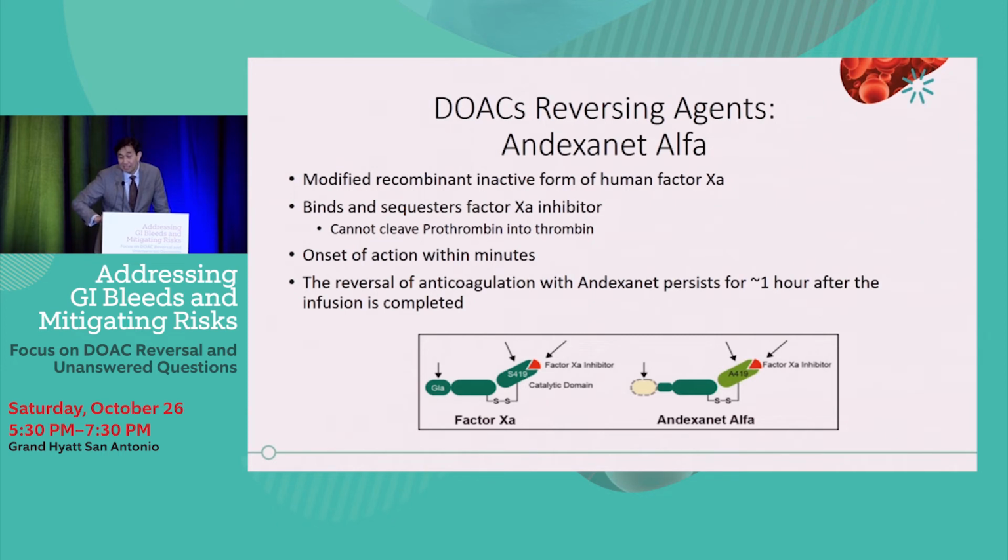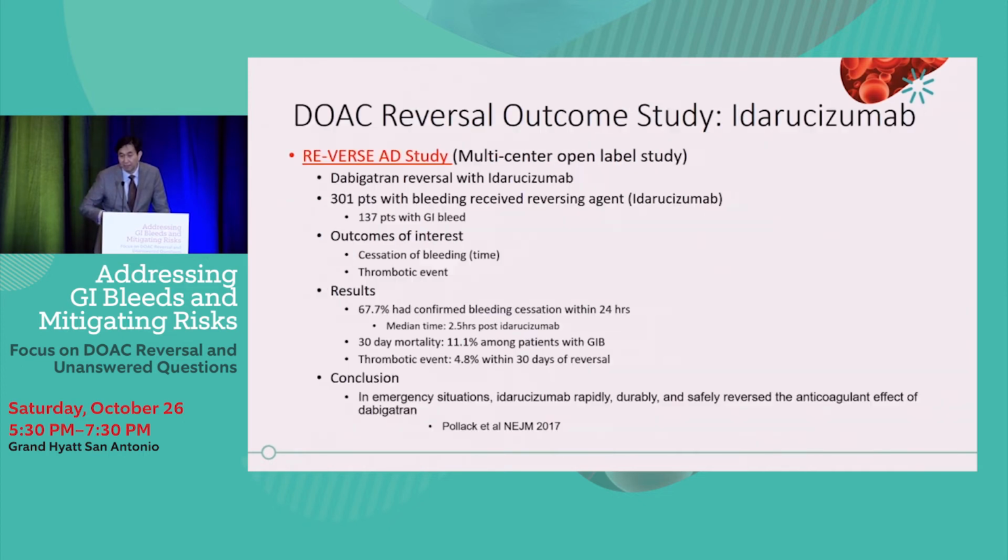So andexanet alfa is the modified recombinant inactive form of human factor Xa. So they bind, and basically they take away the factor Xa inhibitor from the circulation. So onset of action is within minutes. The reversal of the anticoagulation effect of factor Xa inhibitors with this medication actually persists about 1 hour or so after the infusion is completed. So it's not really a long-lasting effect.